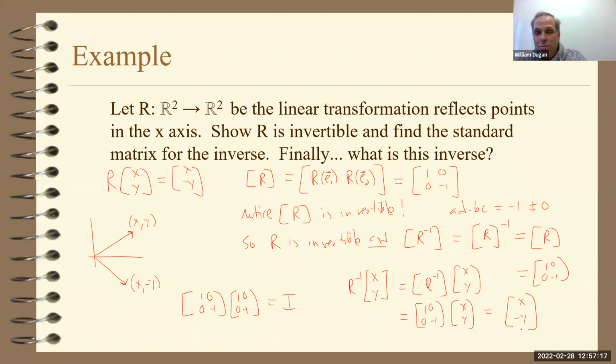So the last question would be, what is this inverse? And the answer is it's the same thing, right? Because it's the same mapping. The reflection in the x-axis is its own inverse, which makes sense. You reflect something, you can reflect right back. So they are inverses of each other. And this work convinces you algebraically why it should be true.